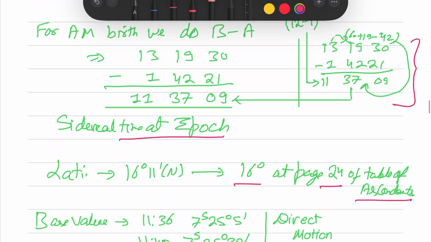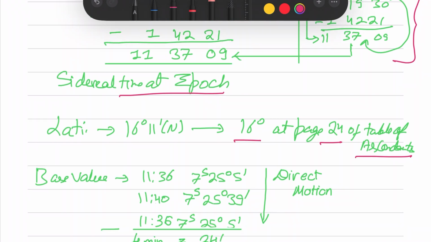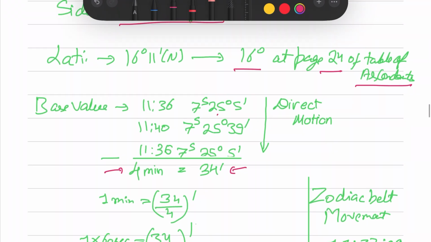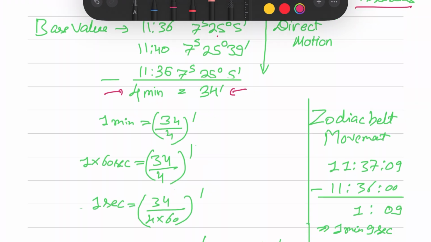So we take the base value as 11:36 because our sidereal time at epoch is 11:37. So it is between 36 and 40. For 36 it is 7 signs 25 degrees and 5 arc minutes, and for 40 it is 7 signs 25 degrees and 39 arc minutes. So it is a direct motion. So we subtract the base value from the next value. So we get 4 minutes on the left hand side and we get 34 arc minutes on the right hand side. So to calculate for 1 minute, we divide 34 by 4. For this, we convert from minutes to seconds. 1 minute into 60 seconds is equal to this, and 1 second is equal to, we take 60 here.